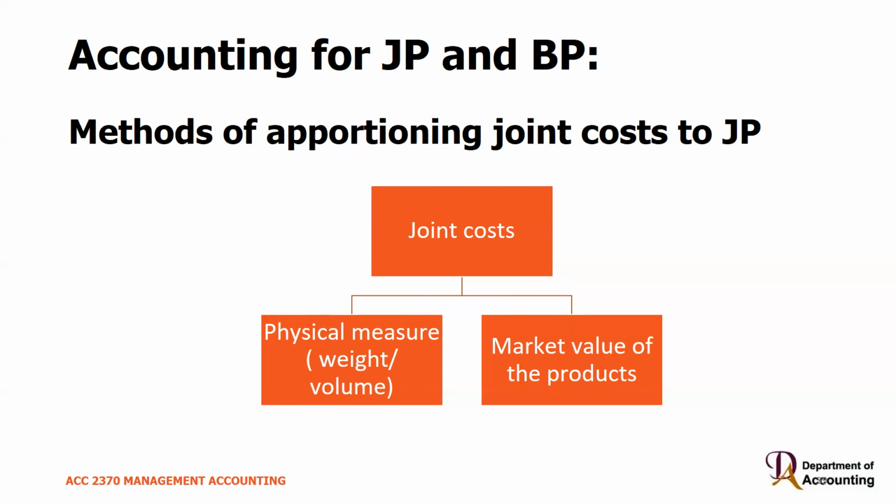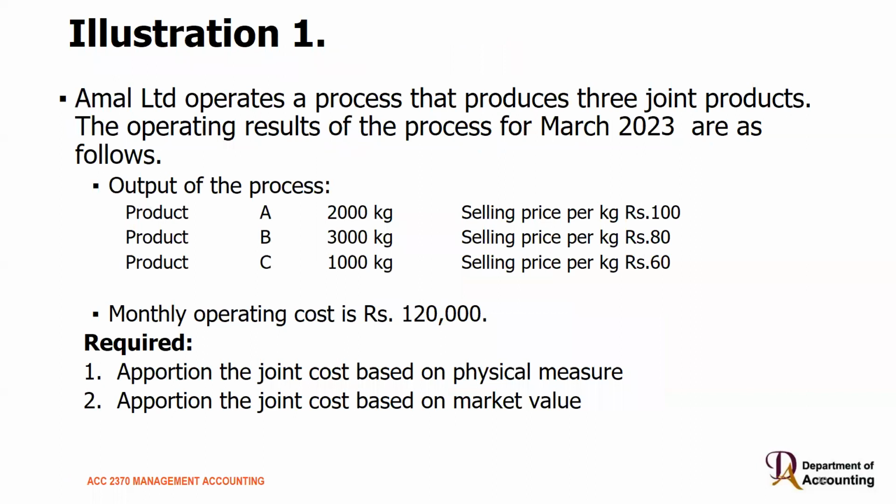We are not going to talk about byproducts here, only the joint products. Right. This is the illustration. Now it says Amal Limited operates a process that produces three joint products. Okay, now they have three joint products. The operating results of the process for March 2023 are as follows, and it gives the output of the process.